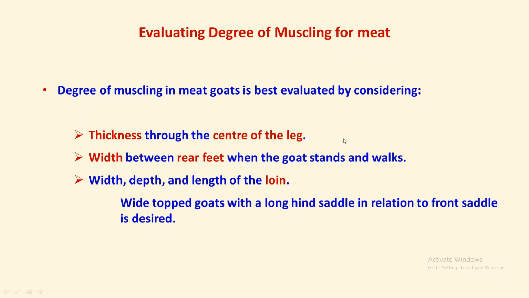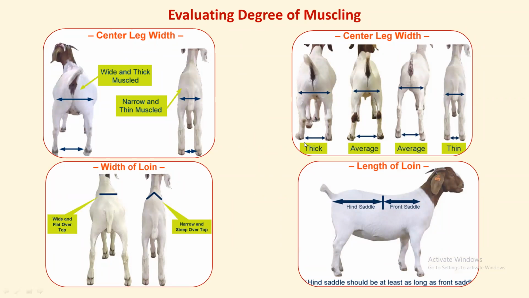Okay, now the first thing in evaluating degree of muscling for meat is thickness through the center of the leg. Next is width between the rear feet when the goat stands and walks, and the next is width, depth and length of the loin. And see here, the first picture shows the center leg width. The first animal has wide and thick muscle.